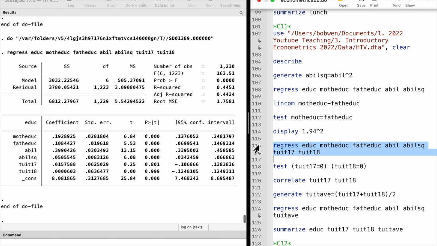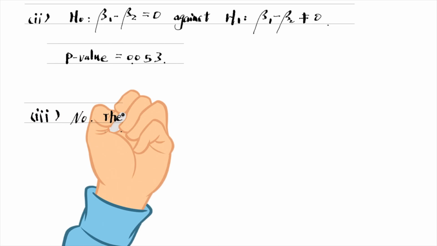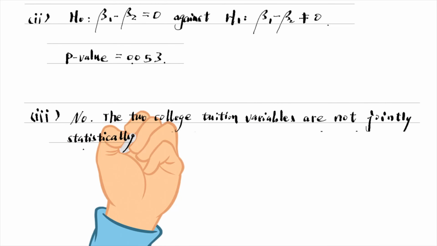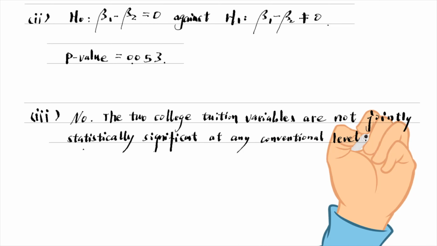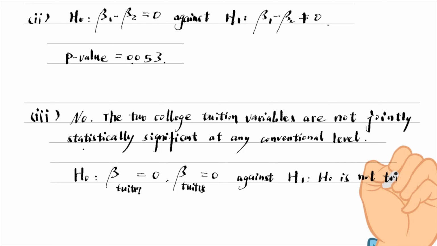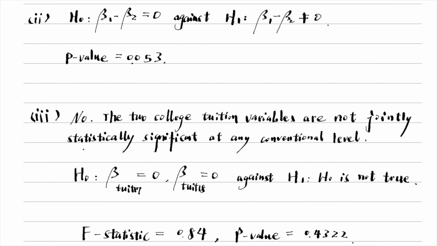For the third question, we add the two college tuition variables to the regression and find that they are individually insignificant. To test whether they are jointly significant, we use the Stata command test followed by the two restrictions inside the parentheses. The F statistic is 0.84 and its p-value is 0.4322. The two tuition variables are jointly insignificant at any conventional level.